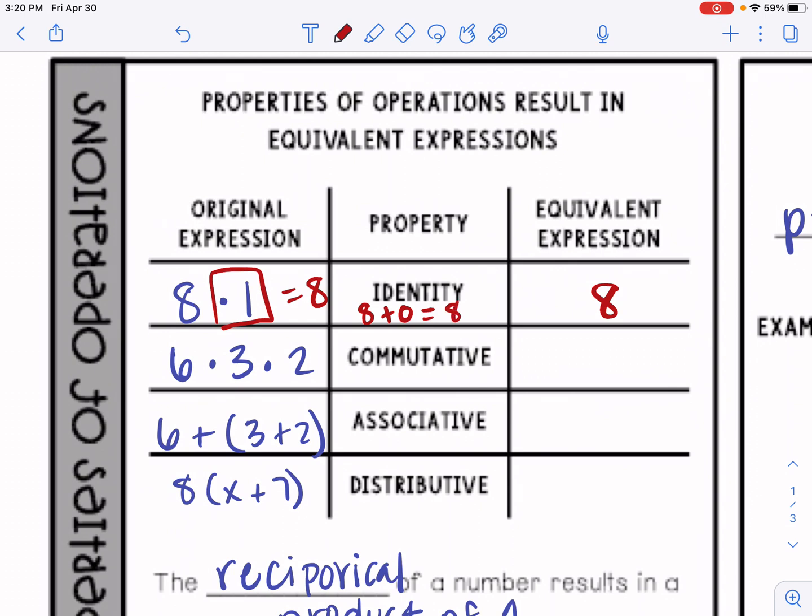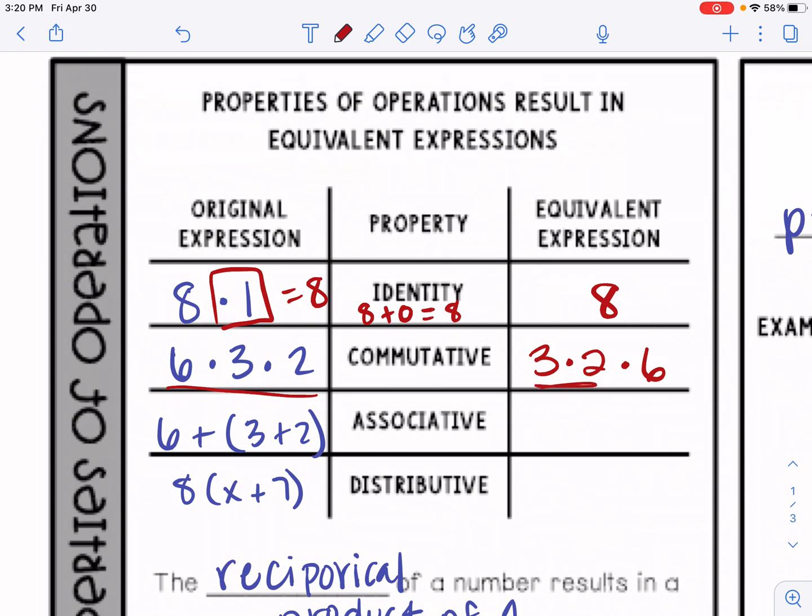Commutative property, that means I can switch the order of my numbers. So if I wrote 3 times 2 times 6, that would be equivalent to 6 times 3 times 2. Because 6 times 3 is 18, times 2 will get you the same answer as 3 times 2 times 6.